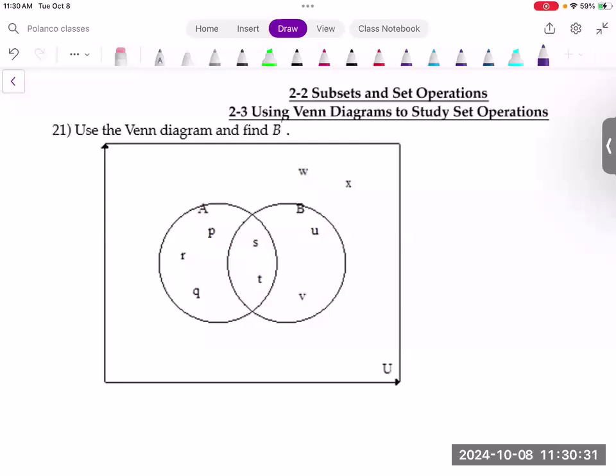Alrighty, so we are looking for B prime. B prime is the complement of B, right? So what is the meaning of complement of B? Not in B. So if I'm having, this is B over here, this is the circle of B. The complement of B will be anything outside of B, right?